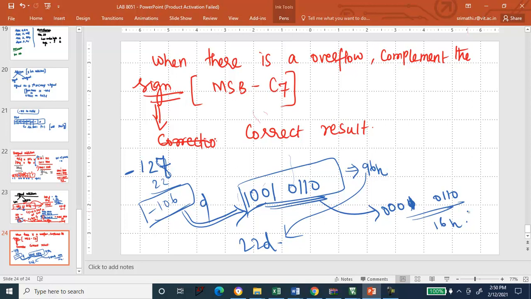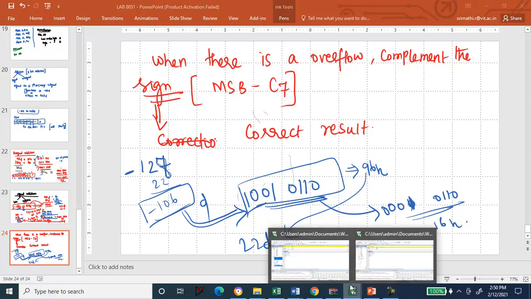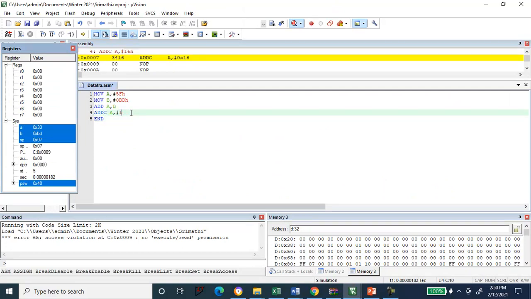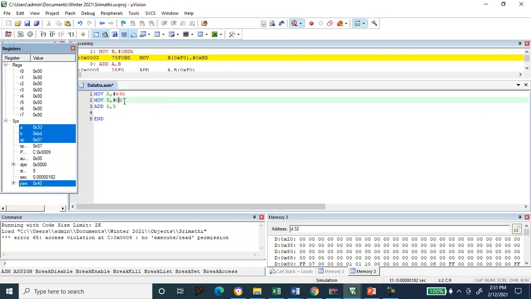Okay, this is your signed number addition. Look here, I am neglecting this result. Move A comma, what is this? 100 decimal equivalent is 64, right? 64 and 32.